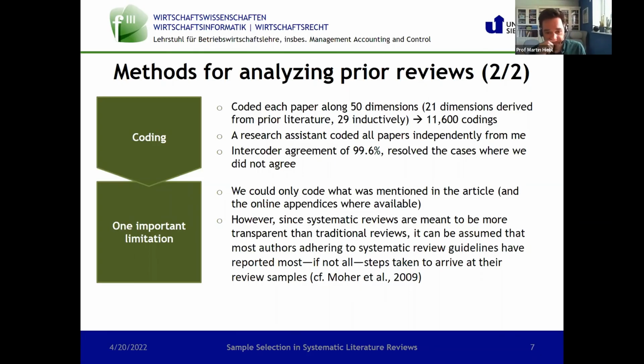But this limitation, okay, you can say this is an important limitation, but we are reviewing systematic reviews here, and I kind of assumed that if you want to publish a systematic review, you can usually assume that you want to be transparent. So my hope, or my guess, is that most papers and most authors have reported on all relevant steps, so that we really could capture all the relevant information by coding the information that is present in the published version of the articles. So what did we come up with?